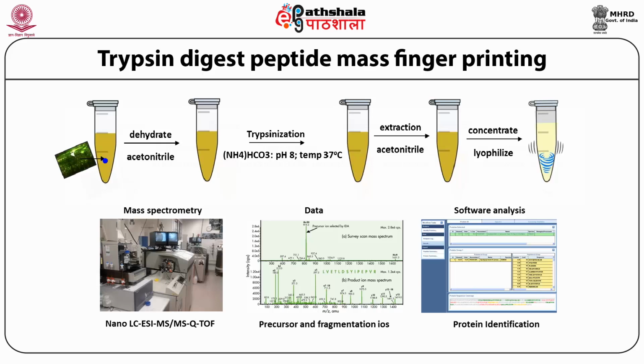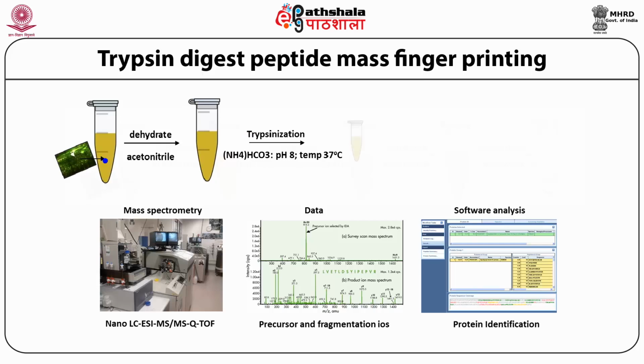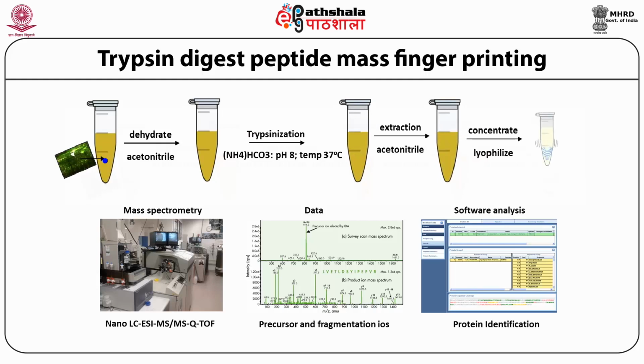The lower panel now shows a picture of the mass spectrometry machine with the configuration of the nano liquid chromatography, electrospray ionization, tandem mass, quadrupole TOF. When the peptides are sequentially submitted by elution in a C18 liquid chromatography column, data is collected for both the precursor and the fragmentation ions.